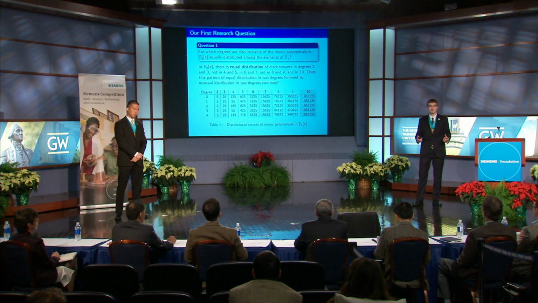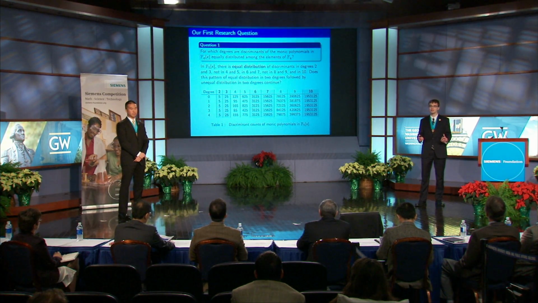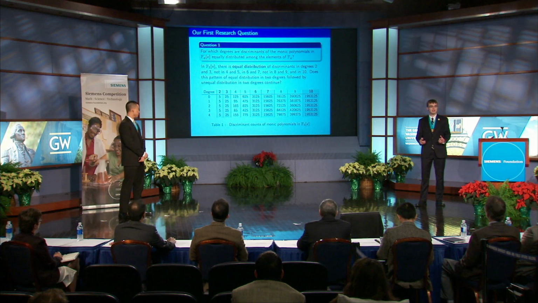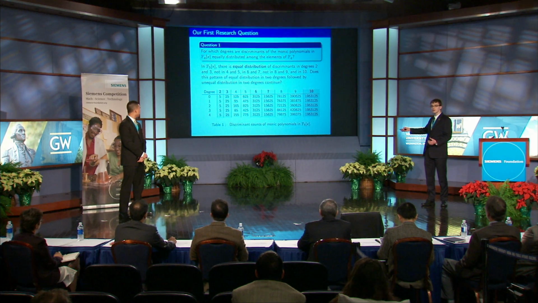Here is a table showing discriminant counts for monic polynomials in F5[x], for degrees 2 through 10. We shaded columns with all numbers equal, and as you can see, there seems to be a pattern of 2 shaded columns, followed by 2 unshaded columns. This is amazing. Take a look at column 10. The numbers are huge, yet they are all exactly equal. What is going on here?